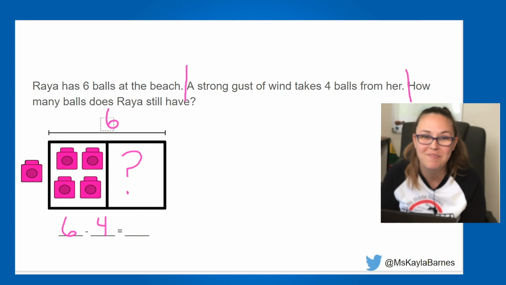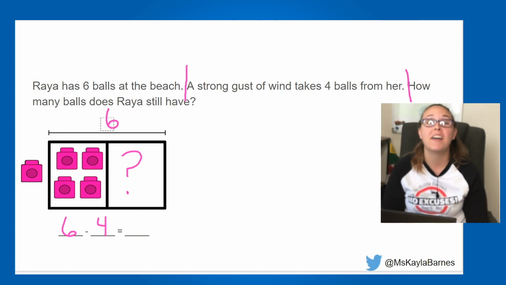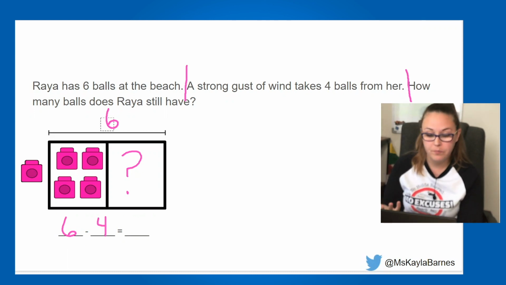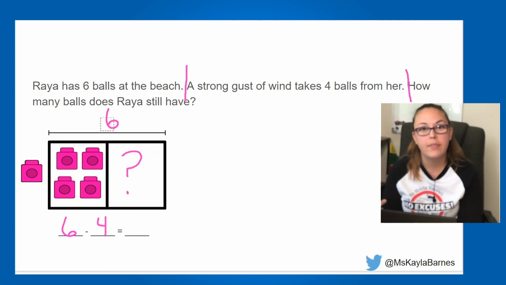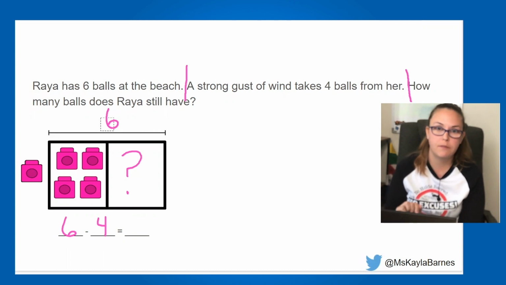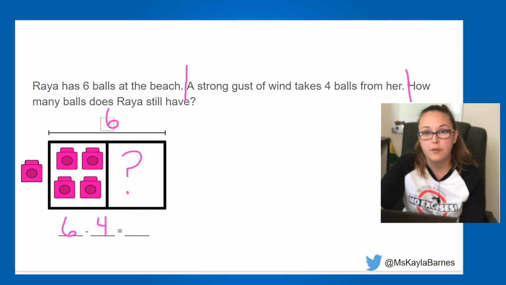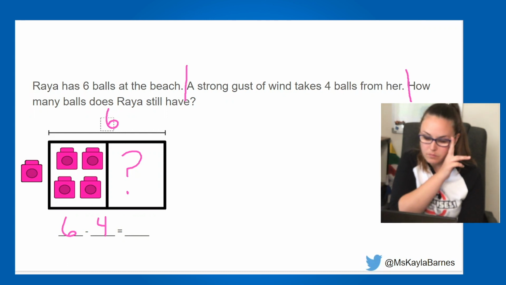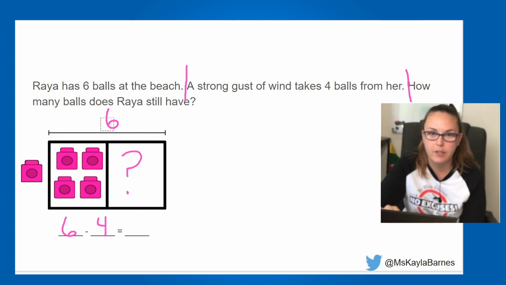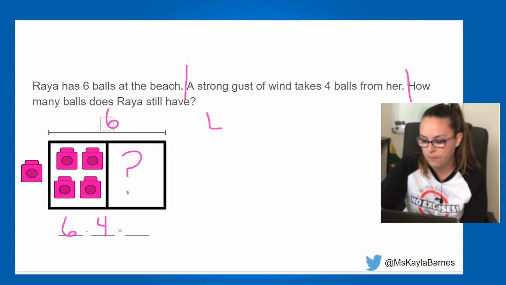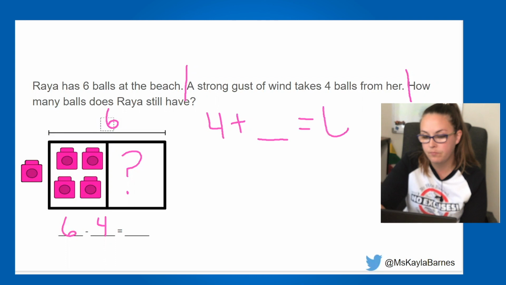Now you already may know the answer to that, and that's great. But in case you don't, we're going to flip the problem and think addition in order to solve this subtraction. Remember, we can use our model here, our part whole map, or you can use the fact that you know makes 6. So we have to think 4 plus what equals 6.